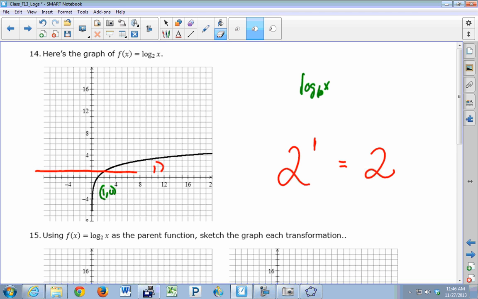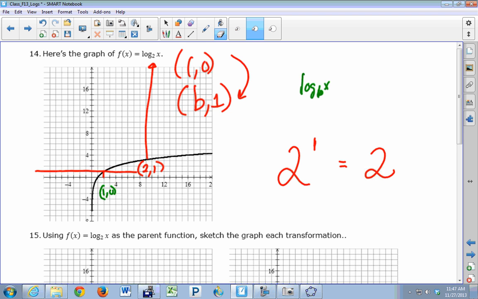That's your output, 1. So whatever the input is has to be your base. So come right down, and there you go at 2. So the point 2, 1 is the point that tells you the base of your log. So when you look at any log function, if 1, 0 is on that function, that's the first part. Then you draw a horizontal line across at y equals 1 and find the x, the input value. That input value is your base.